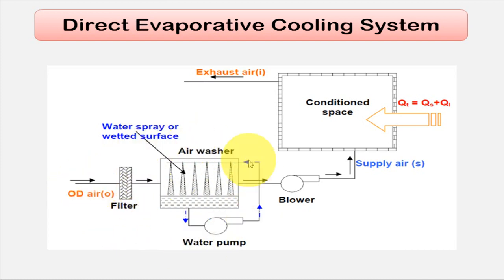Now, how does this direct evaporative cooling system work? We take outside air, which passes through the filter and removes impurities like dust particles. That air then passes through here. Here the water tank is there, and the pump forces the water at high pressure to the top. Water droplets fall down and the air also comes from this side. So the water and air come in contact with each other, and water molecules come in contact with air molecules.